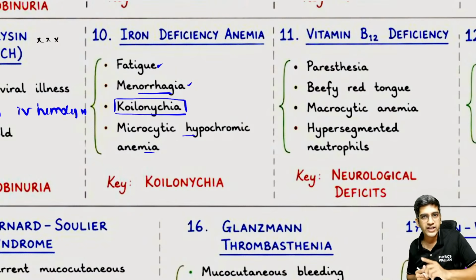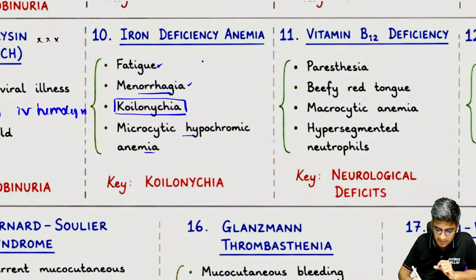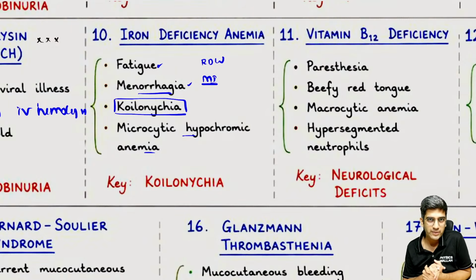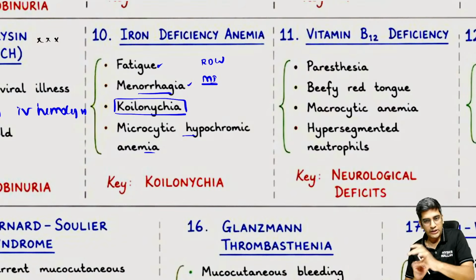A question to you guys, again I want you guys to answer. Tell me what will happen to RDW and what will happen to Mentzer's index in case of an iron deficiency anemia. Will it be more? Will it be lesser? This is not an entire lecture. I'm just talking about the keywords. We'll go to the lecture one by one soon.